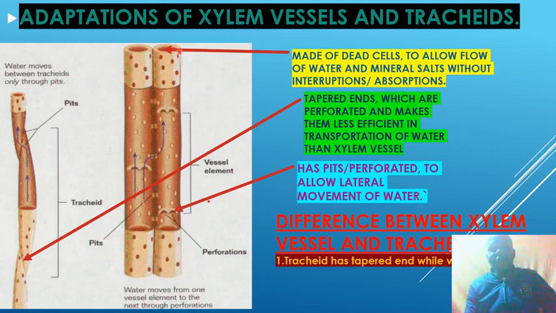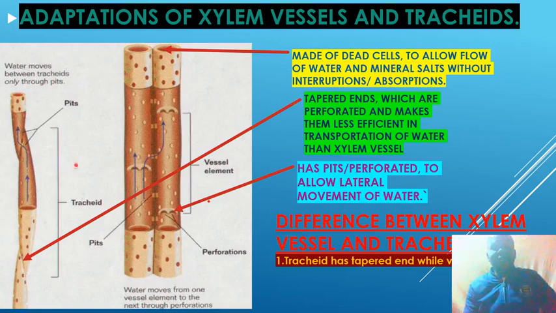Then again, it is made up of dead cells. Within this lining, the cells are dead. The cells being dead allows the flow of water and mineral salts without interruptions. This is to avoid absorption. If the cells were alive, they could absorb the water which is being transported. That is the end of the adaptations of the xylem vessels.